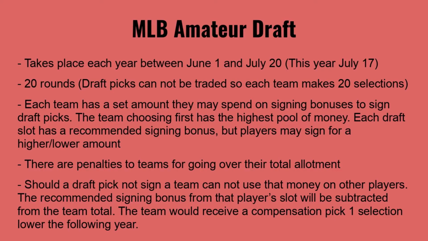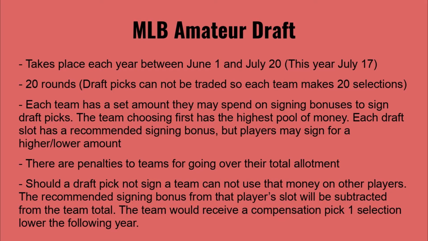Diving deeper into the MLB draft, we understand that it takes place each year between June 1st and July 20th. For this season, it's going to be taking place on July 17th. This year's draft is going to feature 20 rounds. This has changed over time. The COVID draft year had a much smaller draft. We've had drafts before go all the way up to 60 rounds, but for right now, we're sticking with the 20 rounds. Draft picks cannot be traded, so each team makes 20 selections.